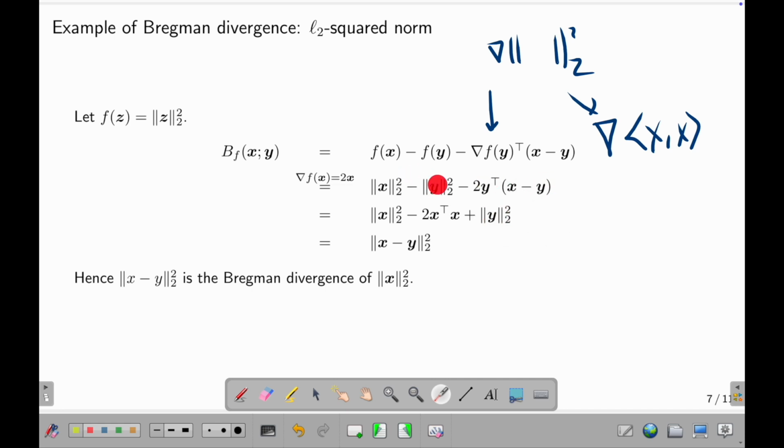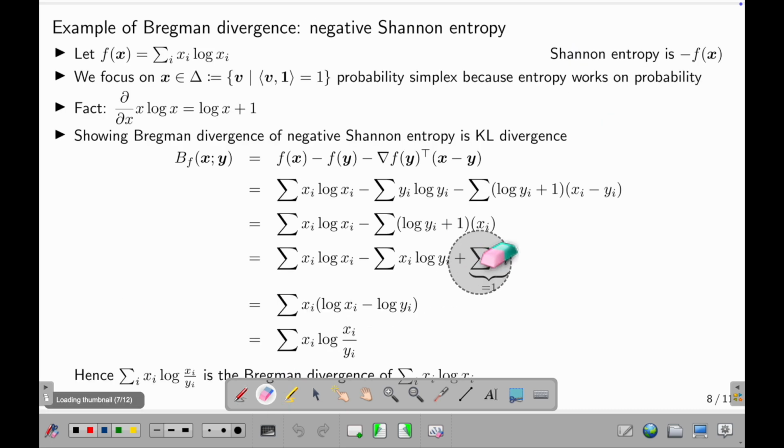With respect to the minus sign, I have 1 positive. What is this thing? Okay, this is wrong, this is xy. Then I get this. This is the thing. So therefore, distance is the Bregman divergence of the norm. Okay, nothing special. But now this is the fun part.